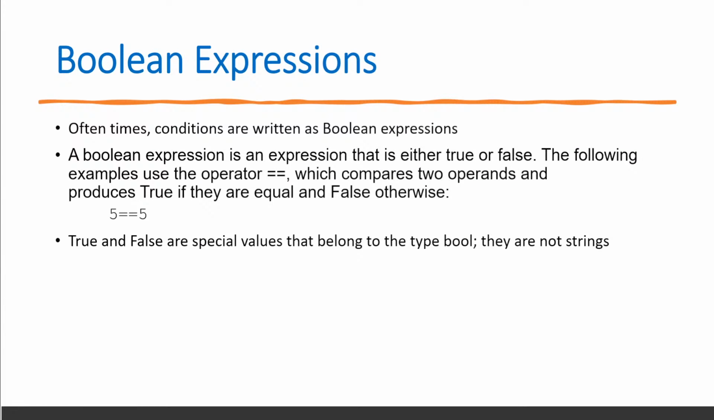Boolean expressions are expressions that can only be evaluated to either true or false. They are not ambiguous. The example that we see here is 5 equals 5. Obviously, that is going to evaluate to true. Otherwise, they will be false.